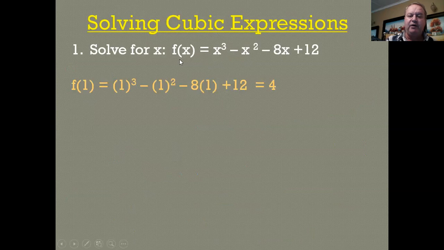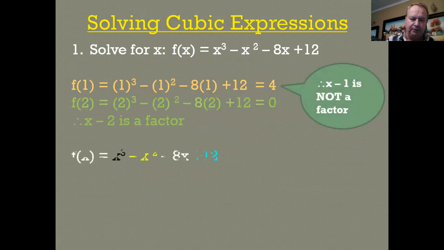We're going to try f of 1. F of 1 is 1 cubed minus 1 squared minus 8 times 1 plus 12. The answer is 4. So f of 1 does not give me a remainder of 0, so x minus 1 is not a factor.